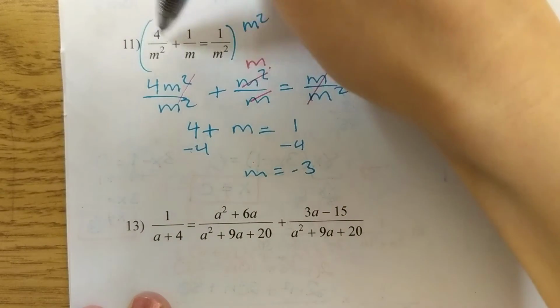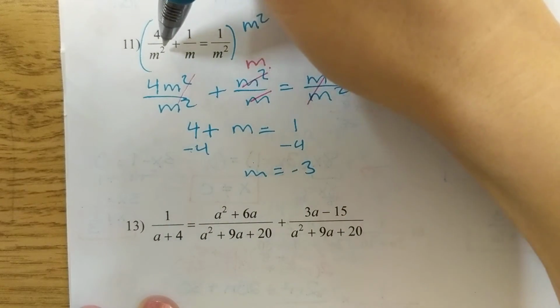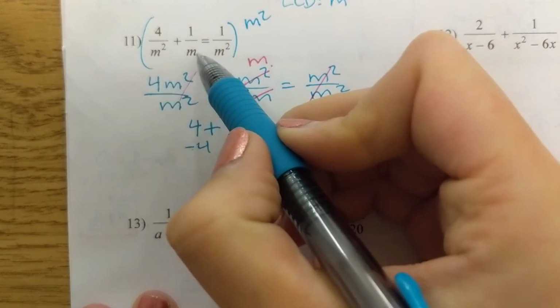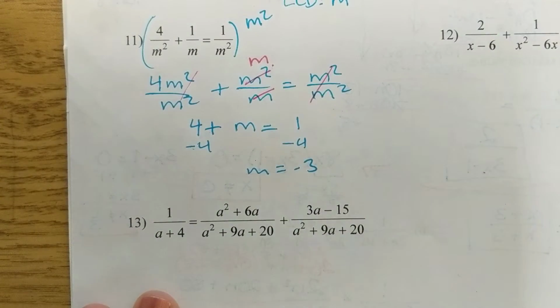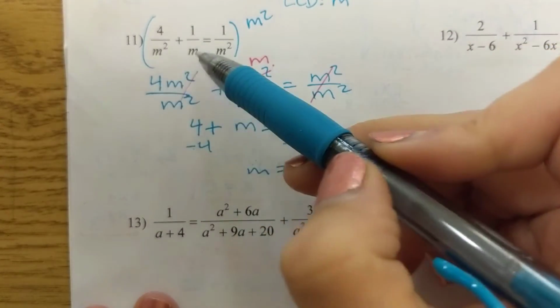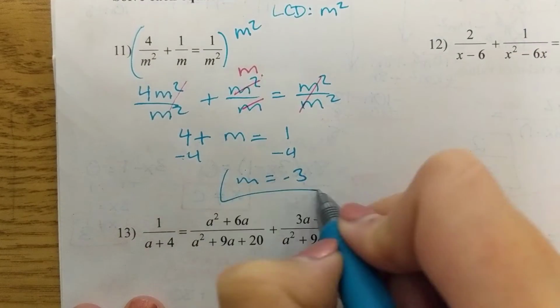Check to make sure that doesn't make anything 0. Negative 3 times negative 3 is 9. And then negative 3 in the denominator is also okay. So just as long as 0 is not the result of the denominator, you're okay.